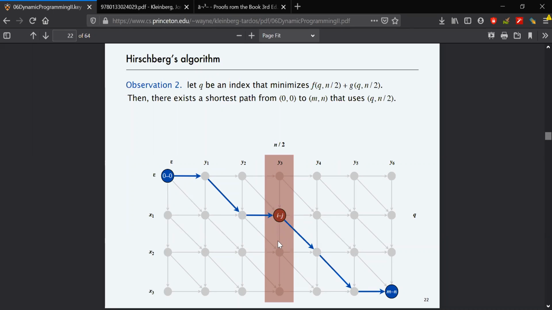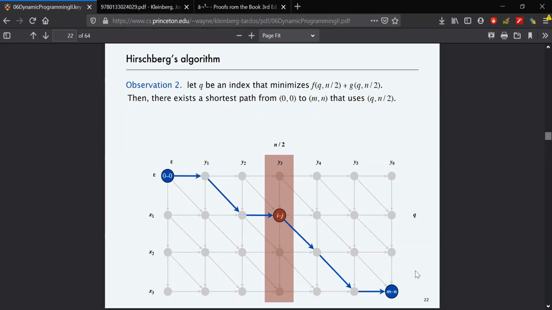The vertex through which this optimum path will pass, let's call that vertex Q, must satisfy that the length of f from 0, 0 to Q plus the length of the optimum path from Q to Mn must be small. This is the only way in which this can happen. Okay, is this clear? Yes, sir.